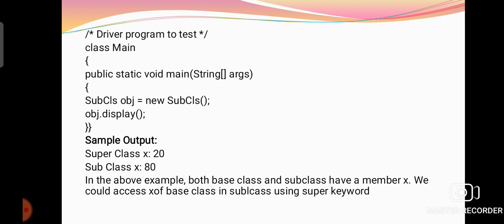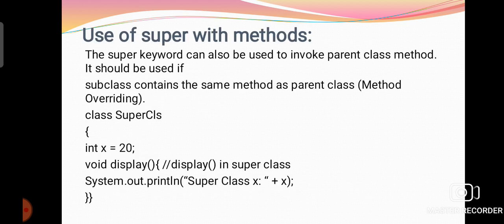So this is the use of super keyword with variables. And the second one is the use of super with methods. The super keyword can also be used to invoke the parent class method. So if we have the same method under the parent class and subclass for method overriding, when we want to access the parent class method, we have to mention it with the super keyword.